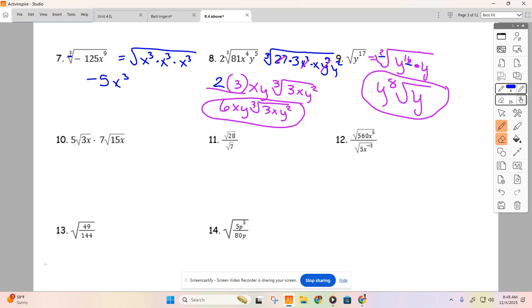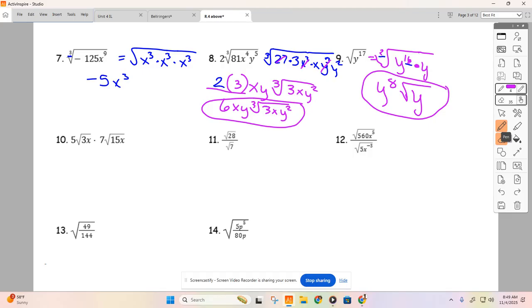Is that number on the outside? I can't tell by the way you're writing it. Is that y to the 8th and then square root of y? Yes, y to the 8th and then square root of y, okay. We never change the root. So if it started as a square root, it stays a square root.